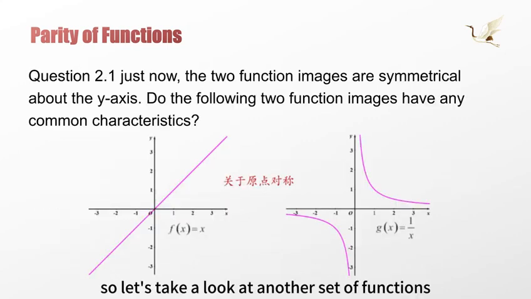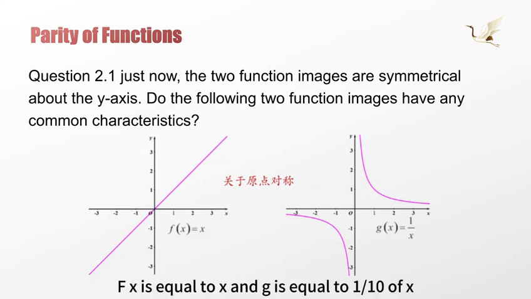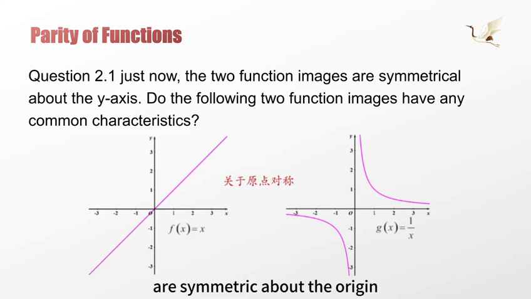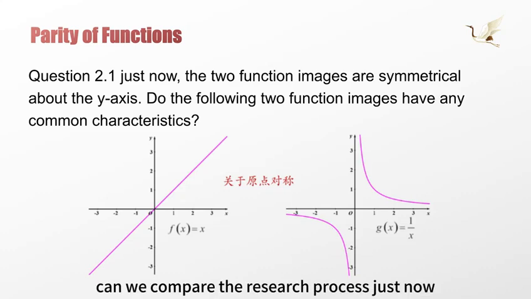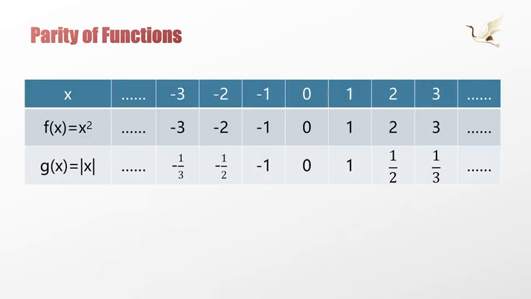So let's take a look at another set of functions. The graphs of the two functions just now are symmetrical about the y-axis. For the graphs of these two functions, f(x) equals x and g(x) equals 1/x, do they have any common characteristics? It is easy to see that both function graphs are symmetric about the origin. So, we also obtain this conclusion from an intuitive function graph. Can we compare the research process just now and explore this conclusion through quantitative relationships?